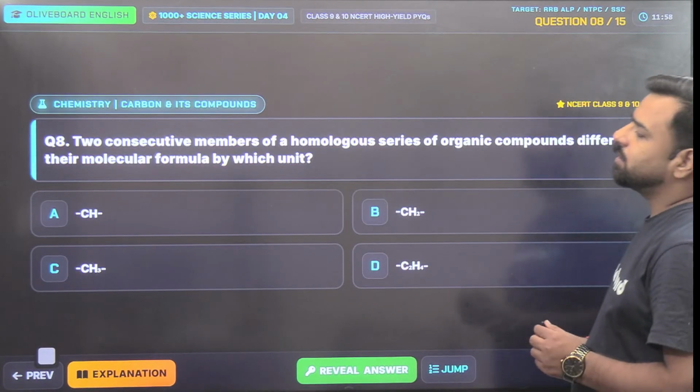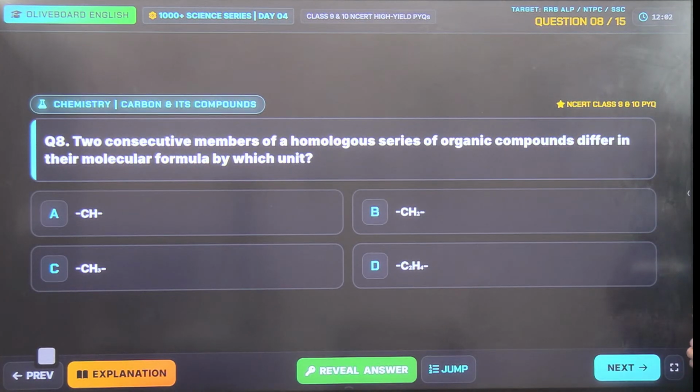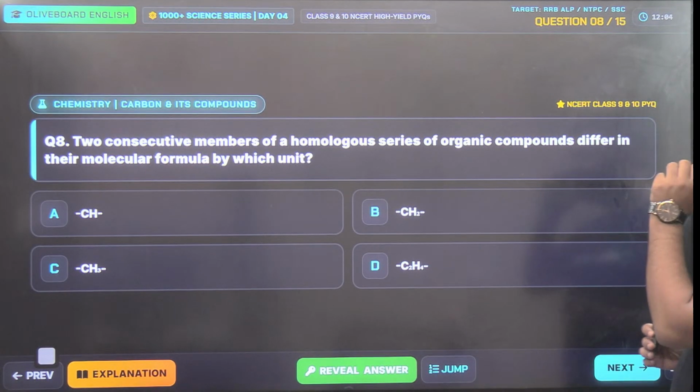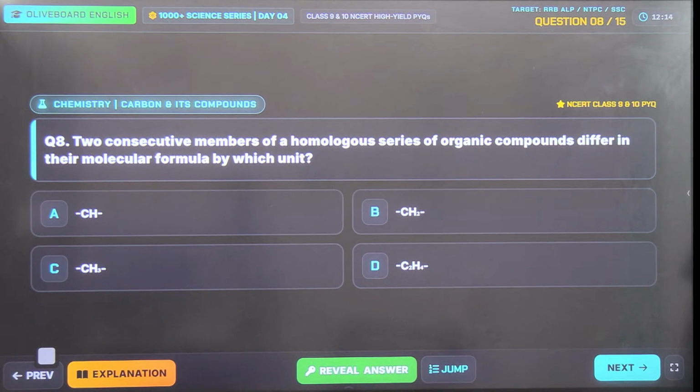Next, so two consecutive members of homologous series of organic compounds differ in their molecular formula by which unit? So is it CH, CH2, CH3 or C2H4? So you have four options. Let us check what will be the correct answer here. So please tell me what should be the correct answer.